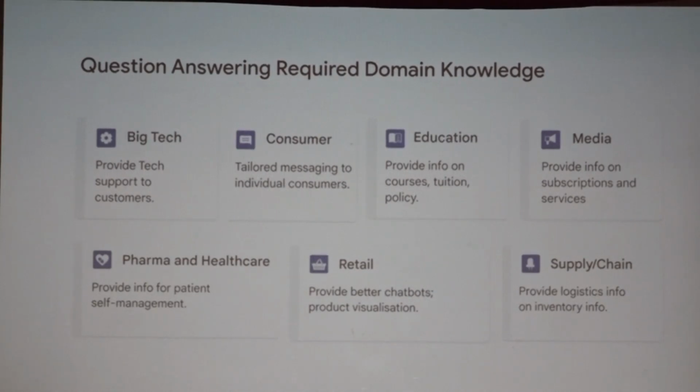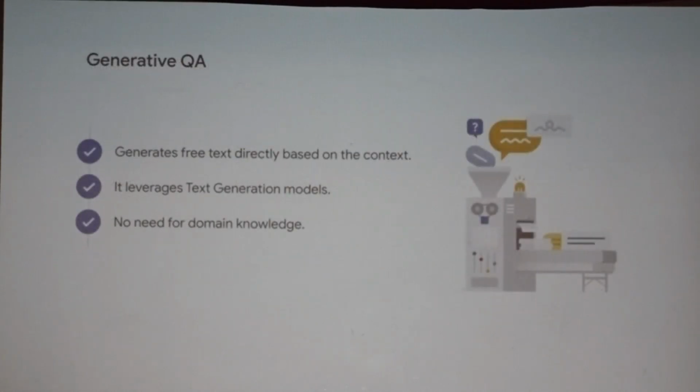But coming to generative AI, suppose I wanted to ask a question about some health issues, consumer services or supply chain management. In the earlier NLP models used for question answering tasks, I needed to provide the domain knowledge as context. But with generative AI, that is not required. No need of domain knowledge. It will generate the free text directly based on the context. I'll show you how, I'll take you to that.